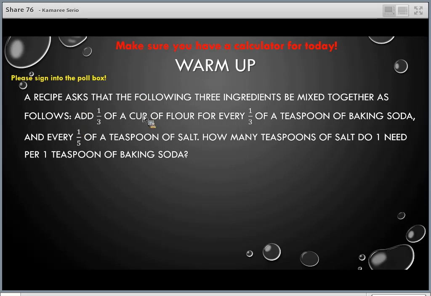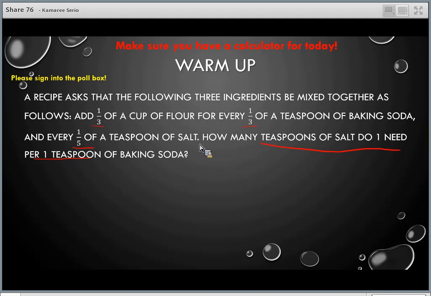A recipe that you're following uses 3 ingredients that can be mixed together. So you need 1/3 a cup of flour for every 1/3 of a teaspoon of baking soda and every 1/5 of a teaspoon of salt. How many teaspoons of salt do I need per 1 teaspoon of baking soda?